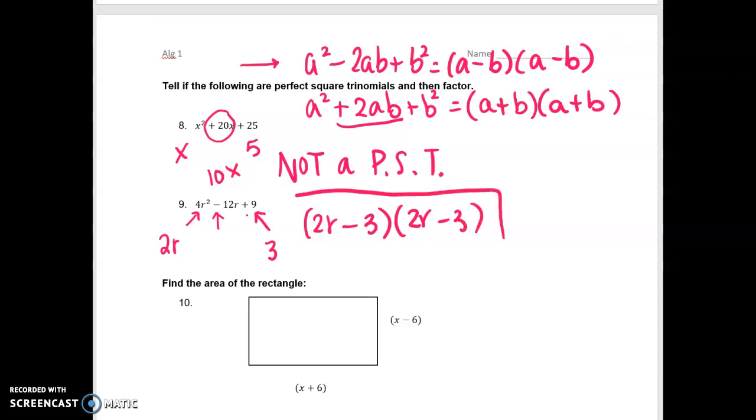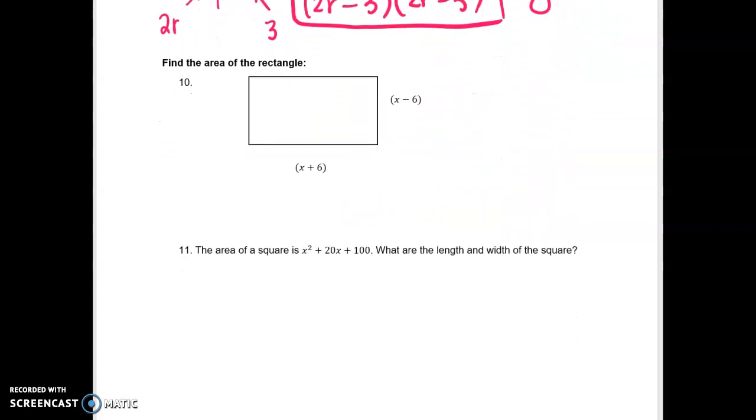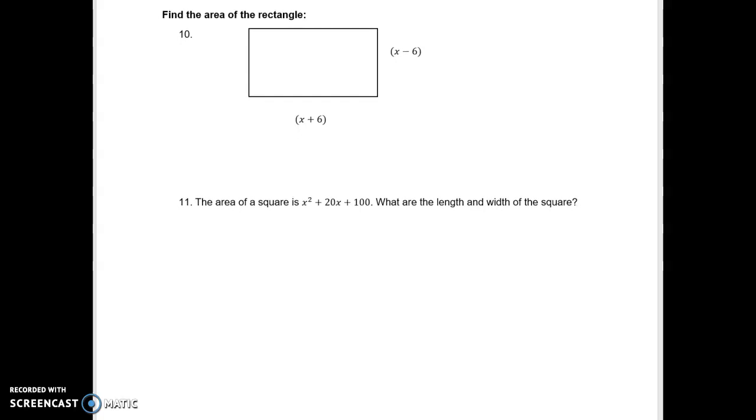Yes, it is a perfect square trinomial, and we can go ahead and write that like so. If you ever feel shaky and you aren't sure, you could multiply this out using FOIL or just distribute and see if you end up with this original polynomial. And I should write yes here because it is a perfect square trinomial. For number 10, find the area of the rectangle.